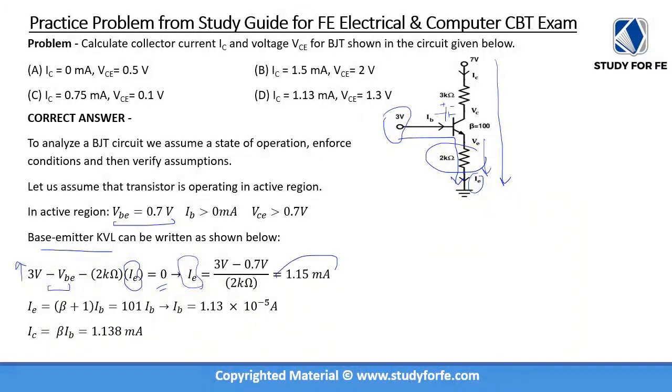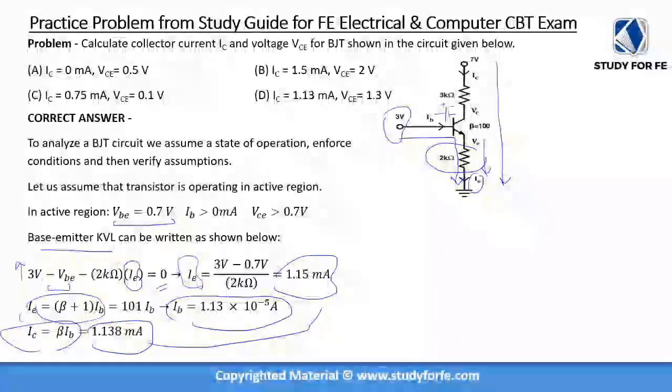Now you can rearrange that equation to figure out the value of IE. IE will be equal to 1.15 milliamps. Once you know IE, you can calculate your base current. Your base current will be 1.13 times 10 to the power of minus 5 amps. Once you find IB, you can find IC, or you can find IC from IE as well. It's not a big deal. You can notice that IC and IE, as I explained previously, are very close, 1.13 milliamps and 1.15 milliamps. That's because your beta is very high.